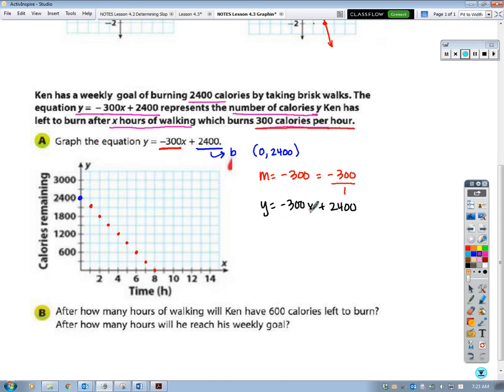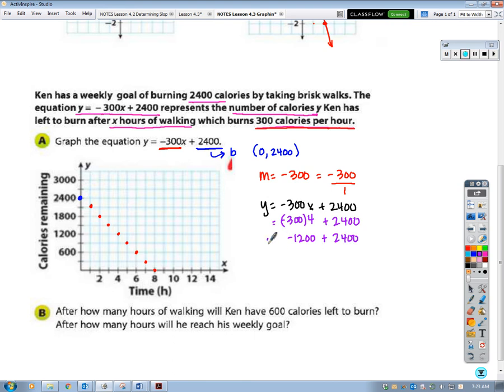So let's say at 4 hours, we want to know how many calories Ken has burned. So we plug that 4 into our independent variable, our x variable, because that's our input. He's putting in 4 hours of work. So negative 300 times 4 plus 2400 should give us how many calories he's burned, right? Or how many calories he has remaining to burn. So negative 300 times 4 is negative 1200 plus 2400.